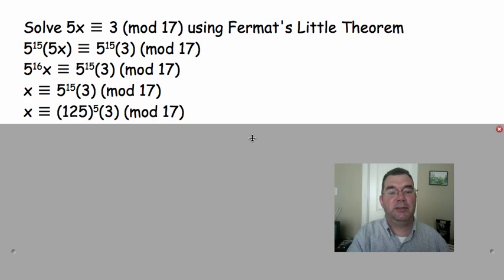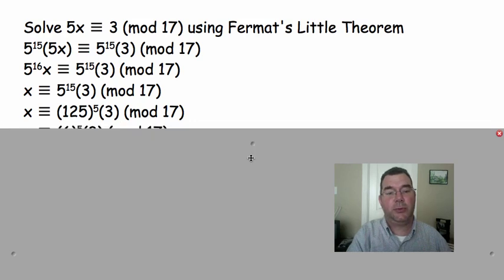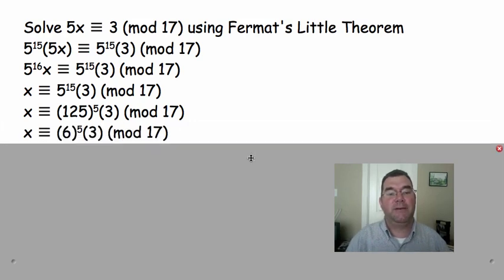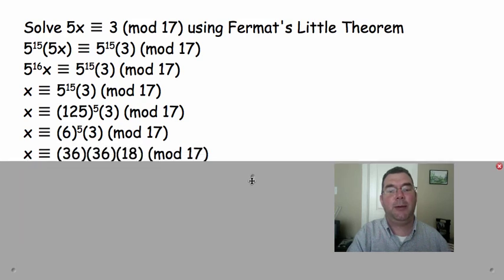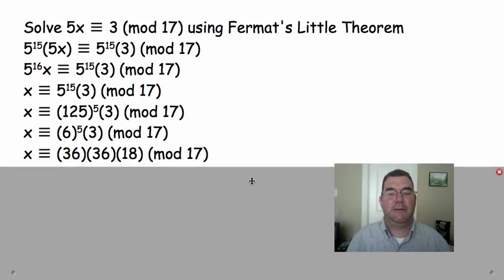So I figured that 5 to the 15 is the same thing as 125 to the 5th, and the 3 is still a 3. 125 mod 17 is the same as 6, because when I divide 125 by 17, I get a remainder of 6. So 125 and 6 are congruent mod 17. So I'm just going to change all my 125s to 6s. And then I'm going to pair up the factors and simplify each one.